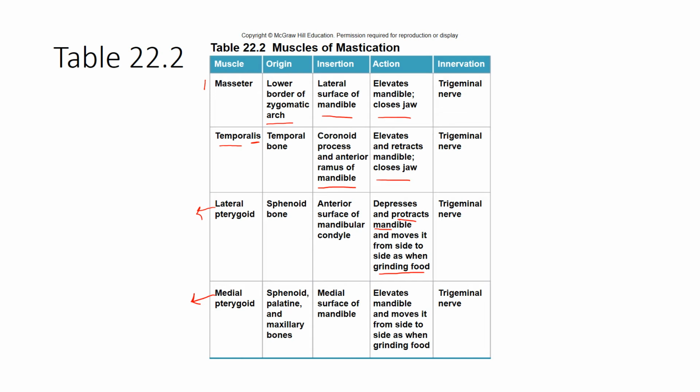But the medial pterygoid elevates the mandible. You've got to know this. It elevates the mandible and moves it from side to side, as when grinding. Both the lateral and medial pterygoid perform this action, but the difference is the lateral pterygoid depresses and protracts. Medial elevates. Okay, so remember this: medial, ME, E, elevate.